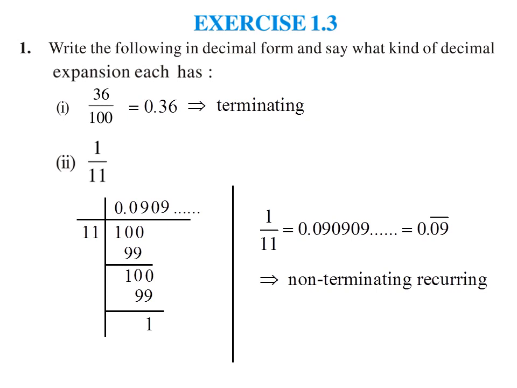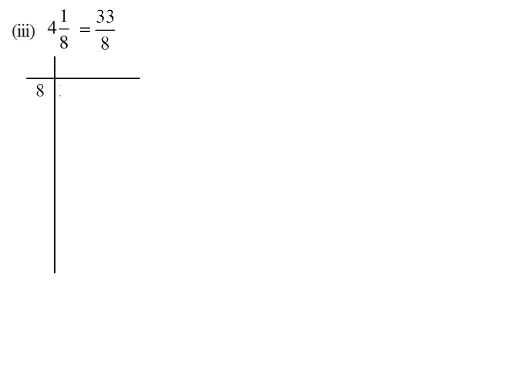Now for the next question, the third one, 4 and 1 by 8. First of all it's a mixed fraction, so first we have to convert it into an improper fraction. You know how we can convert it. It will become 33 divided by 8. Now we have to divide 33 by 8. So let's perform the division. I am dividing 33 by 8. The first digit will be 4. 8 fours are 32. After subtraction I get the remainder 1.